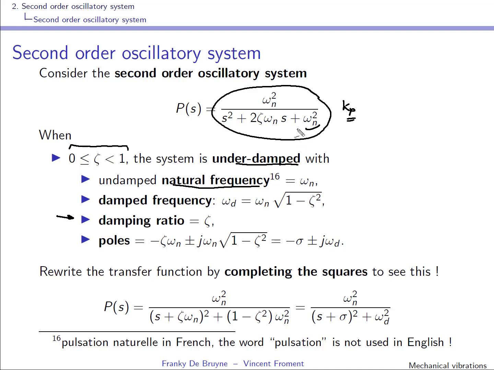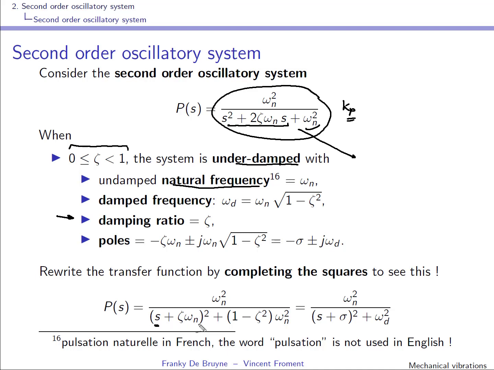Well, this thing here, as we have seen in the course of signal processing, you can write it down by completing the squares, and you can complete the squares using these two first terms here. And as you can see, well, if you want to complete the squares using these two first terms, you should take s plus zeta omega n. Indeed, when you're going to square that, you're going to have s squared and 2 zeta omega n s.